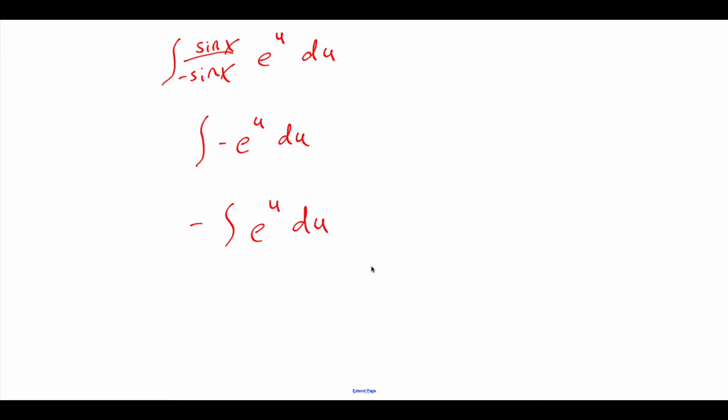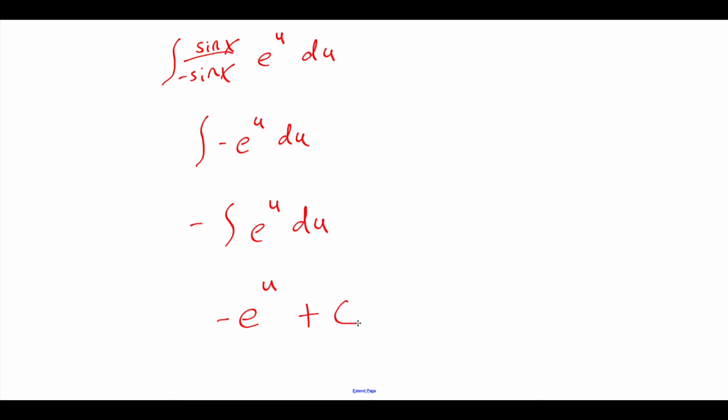Now we're going to do the actual integration. And when we integrate e to the u power, that's just going to stay as e to the u. We've got that negative out in front, so we need to keep the negative on there. And when we do an indefinite integral, we need to remember to put our plus c on the back end.